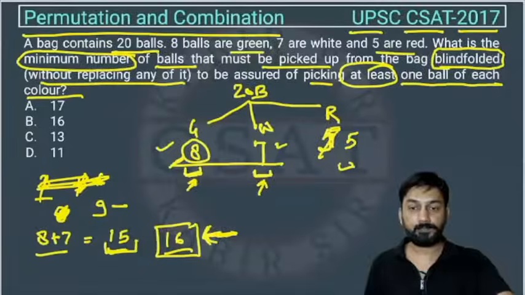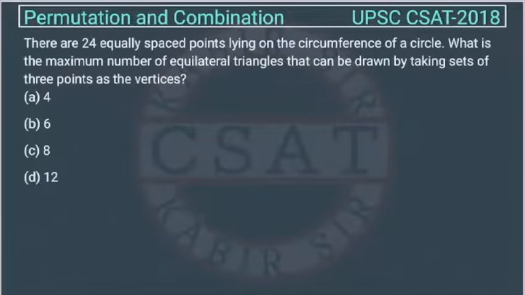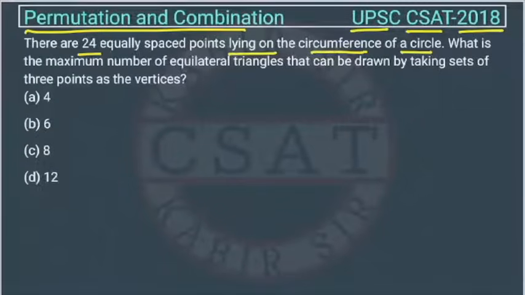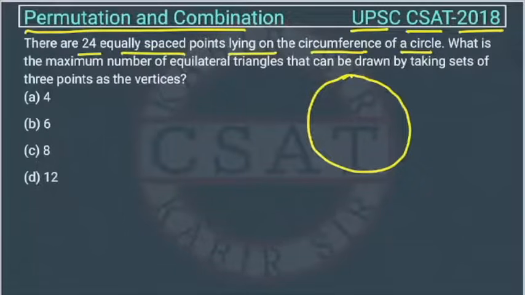Okay. So this is a question of the Permutation and Combination chapter asked by UPSC in the CSAT paper of 2018. There are 24 equally spaced points lying on the circumference of a circle, right? So there is one circle and 24 points are arranged on it, right? So they are lying as equally spaced points. The circle is of 360 degrees, so we will arrange 24 points on it, right?